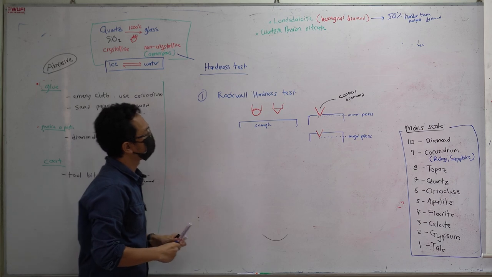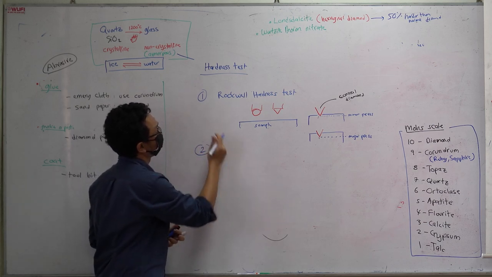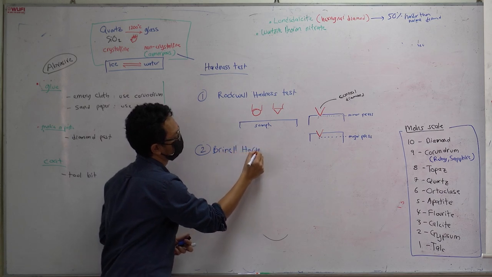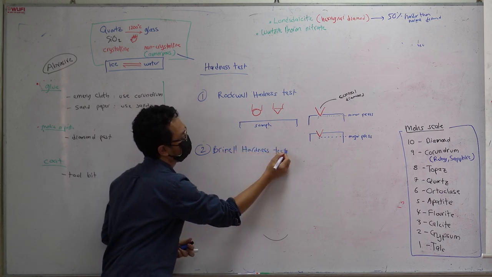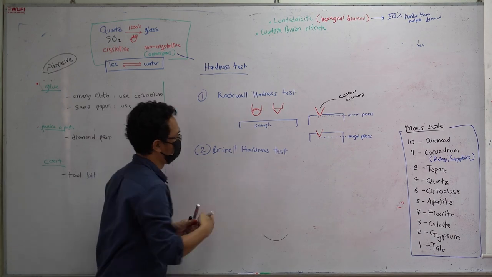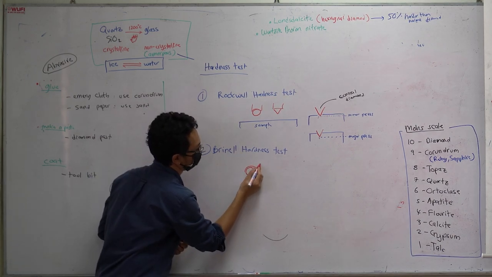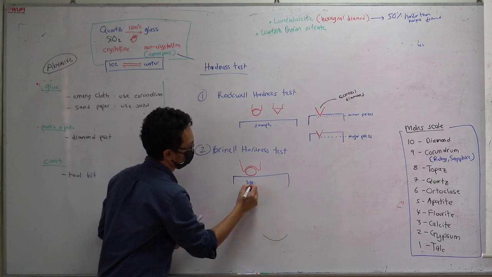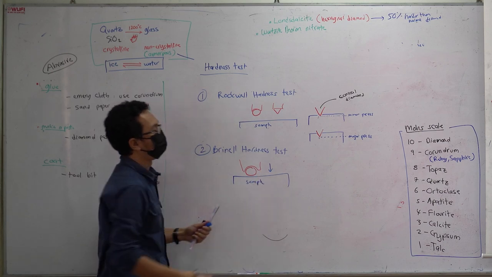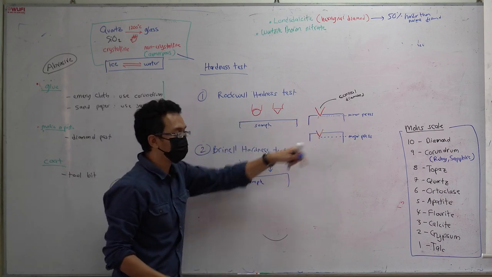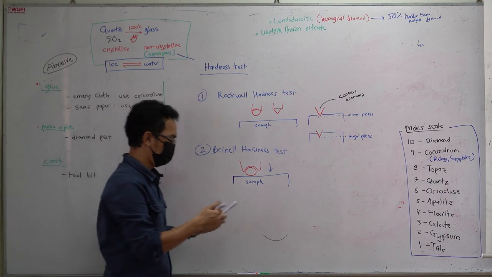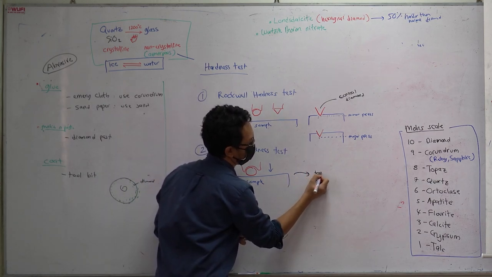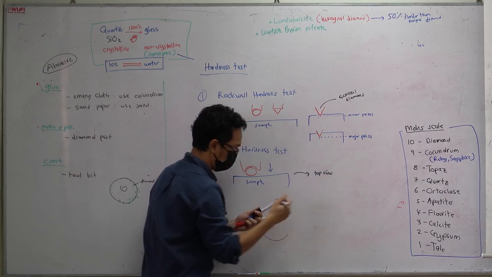And then the second, people normally use the Brinell hardness test. Normally for the Brinell, they use a sphere like this. Same idea. They try to push this into the sample, but instead of looking at the depth, they're looking at the dent itself. So if I look at it from the top view, you will see something.